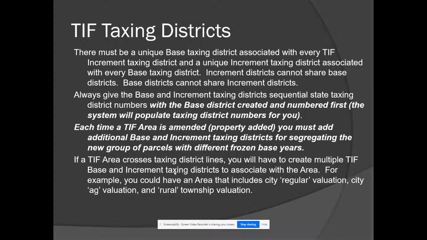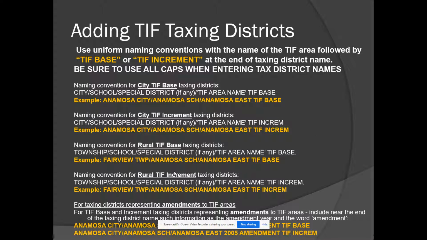If a TIF area crosses taxing district lines, you do need to create multiple TIF base and increment districts to associate with the area. Just like I was saying before, you could have an area that includes regular city value, but then also ag value. As that exists now in the system, you have separate taxing districts for the regular city value and the ag value because there's different rates. So you'd therefore have to have TIF taxing districts that are representing the regular taxing district and the city ag taxing district value. So just keep that in mind whenever you're having to create new districts in the system.